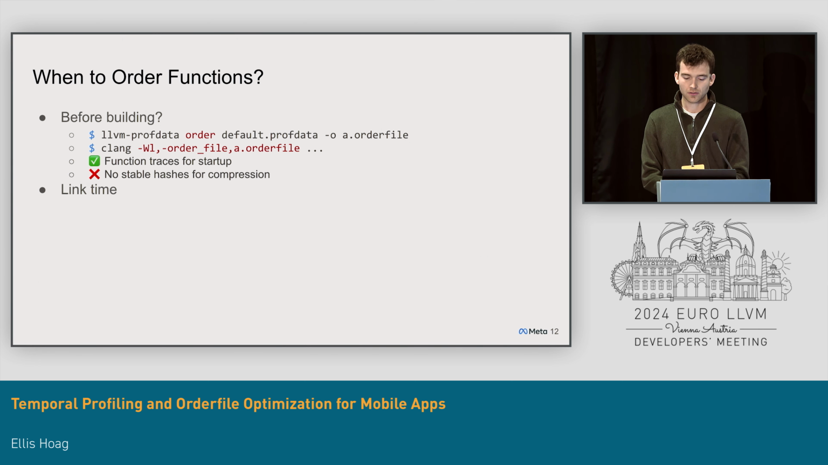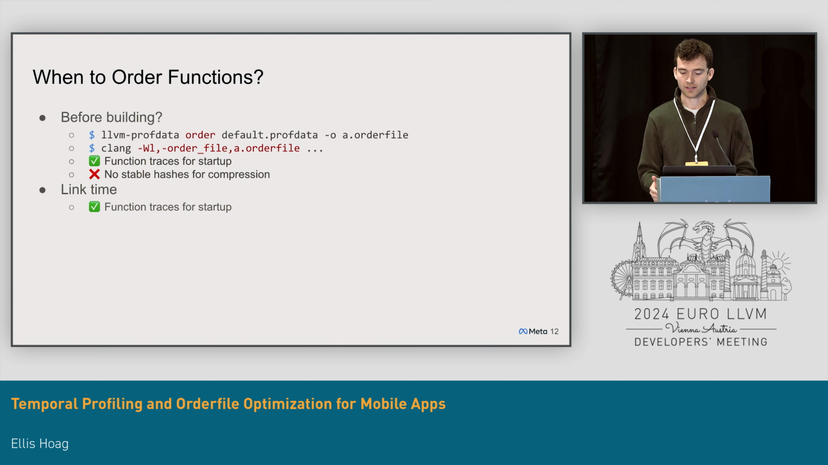Another option is to compute the function order in the linker. We can pass the index profile to the linker to actually get these function traces. And we also have access to the contents of our functions to compute the stable hashes we need to improve compressed size.